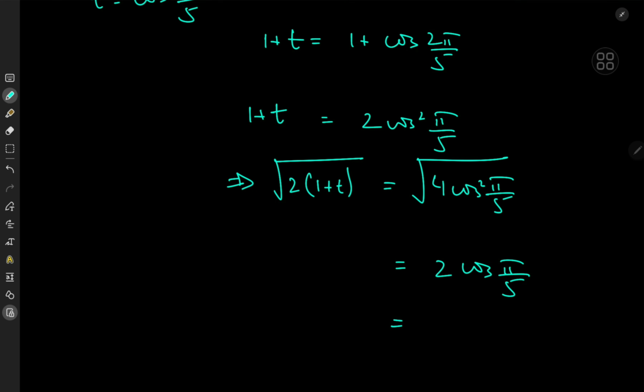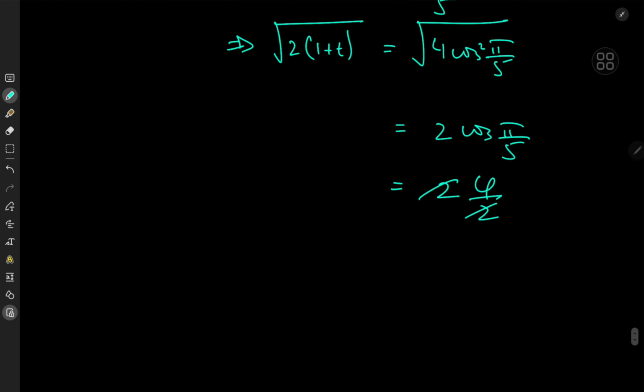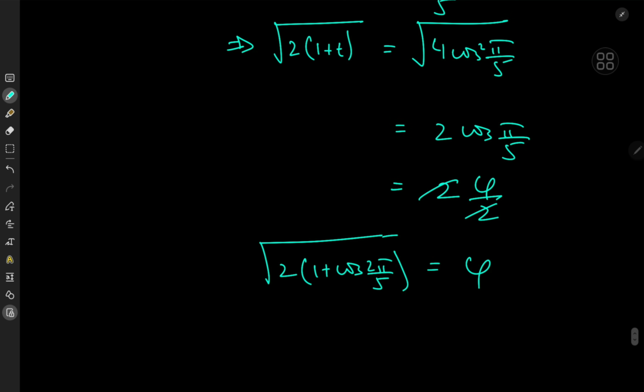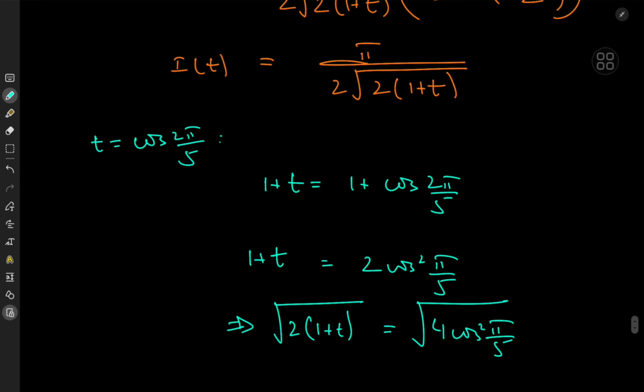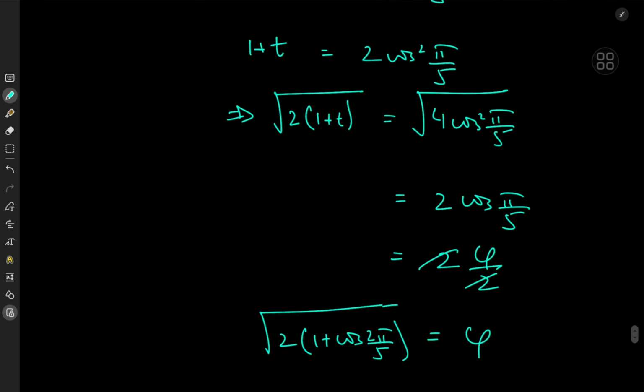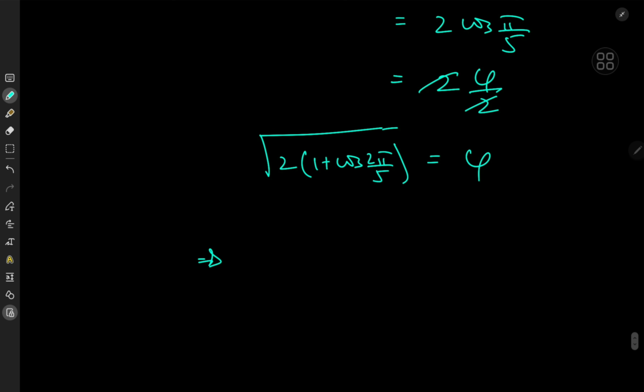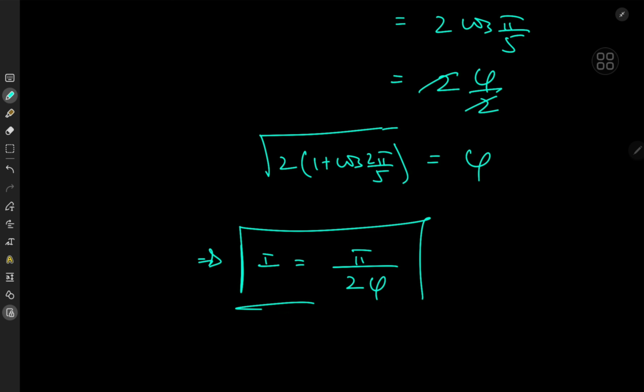Now, what exactly is cosine pi over 5? Well, this thing is actually 1/2 of the golden ratio. So that means, in our case, the square root term just sorts out to the golden ratio. And we have to just sub this back into our result. So the target case turns into I equal to pi over 2 times the golden ratio, which is a pretty gorgeous looking result.